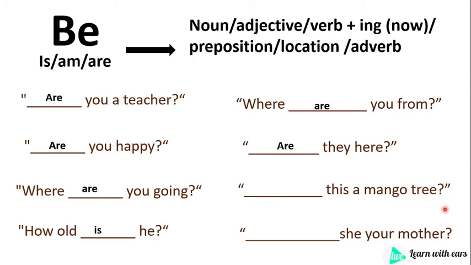Next is this a mango tree. Tree is a noun. Tree is one tree. Singular. With singular we use is. Is this a mango tree?